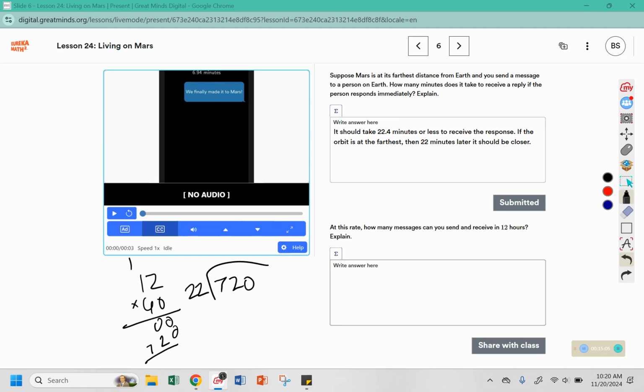We could fit 3 would be 66. 12 minus 6 is 6. Bring down the 0. 22 would fit in there about not 4 times. 2 times. Not 22. Come on, Mrs. Stocks. 44.